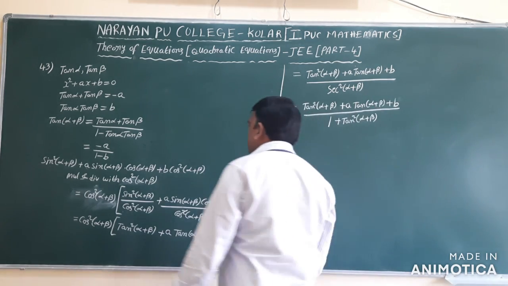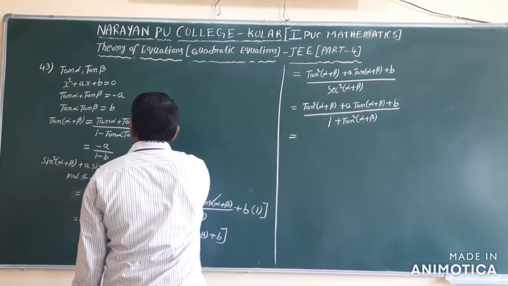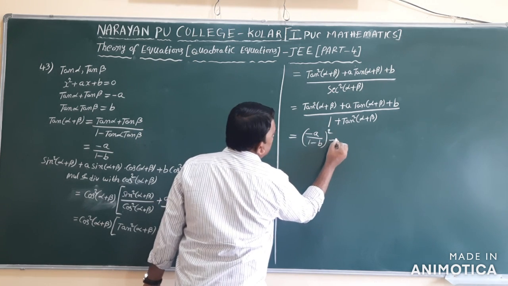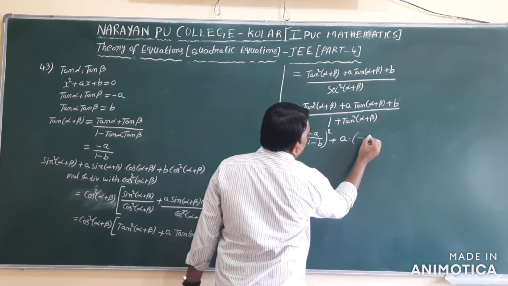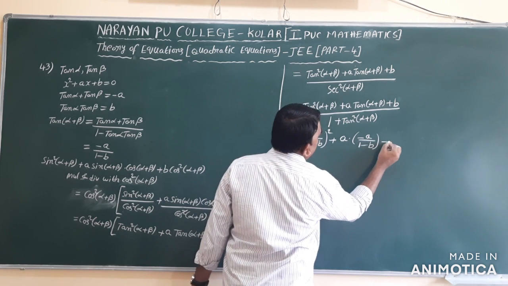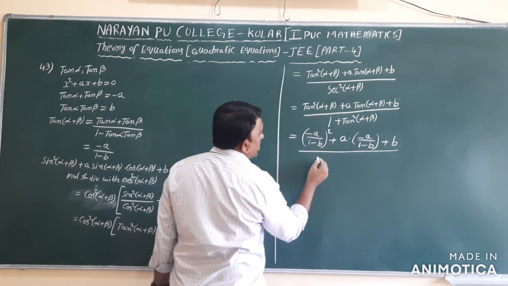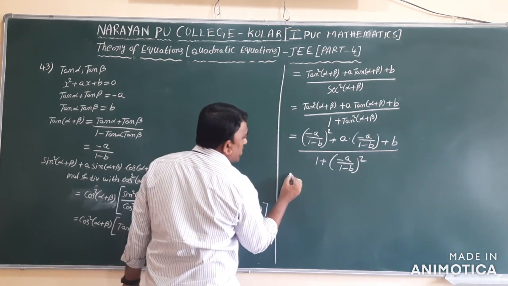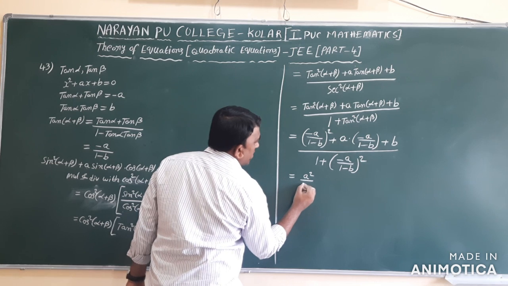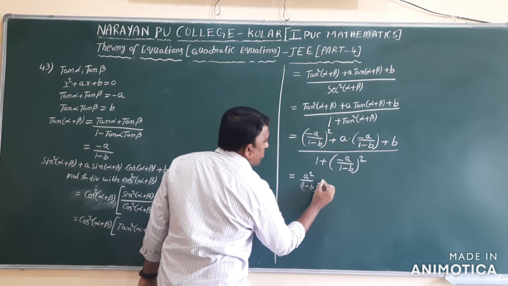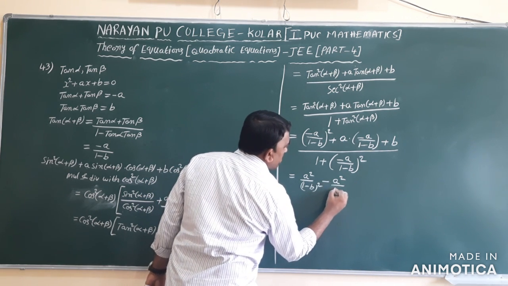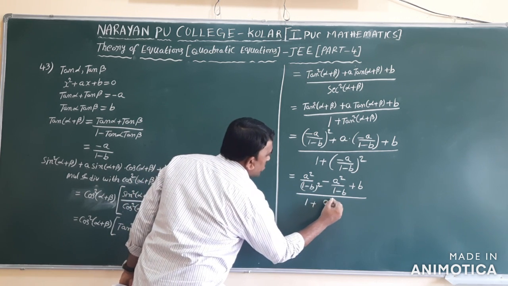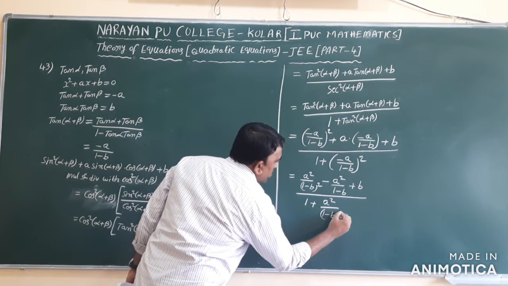Now in all places substitute the tan alpha plus beta value. That's what I calculated before. Tan alpha plus beta is minus a by 1 minus b, whole square, plus a into minus a by 1 minus b, plus b, divided by 1 plus minus a by 1 minus b whole square. Simplify that. Minus a whole square is a square by 1 minus b whole square. Minus into plus, minus a square by 1 minus b, plus b, divided by 1 plus a square by 1 minus b whole square.